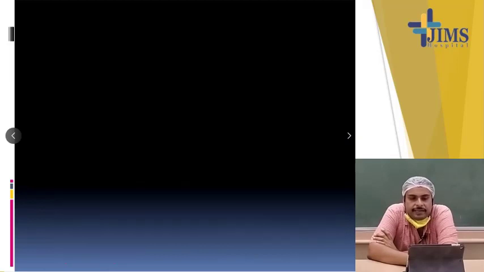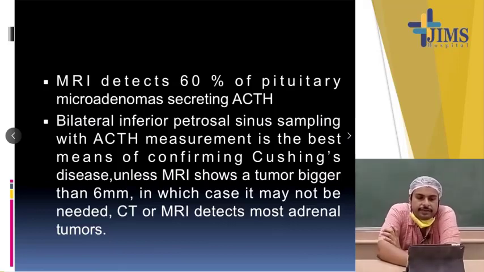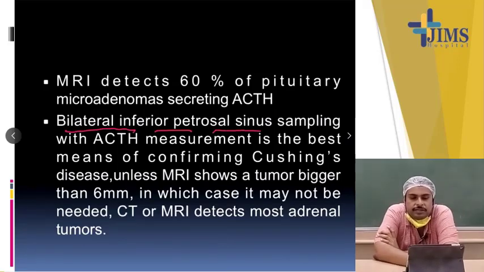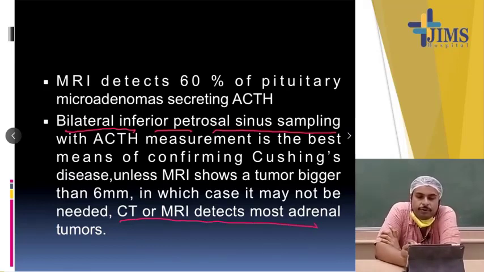MRI is important. It detects around 60% of the pituitary microadenomas secreting ACTH. This is a very important test, but it is only performed in expert centers. It is not available everywhere. Bilateral inferior petrosal sinus sampling with ACTH measurement is the best means of confirming Cushing's disease, unless MRI shows a tumor bigger than 6 millimeters, in which case it may not be needed. CT or MRI detects most adrenal tumors. So in case of difficulty, you can do bilateral inferior petrosal sinus sampling. It's a very important test, but performed in fewer centers.